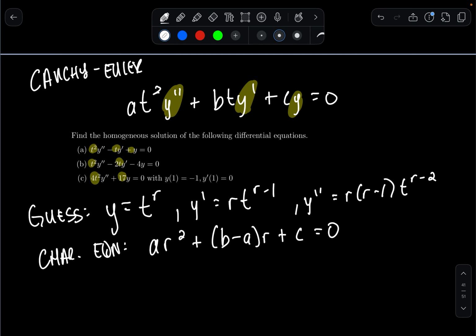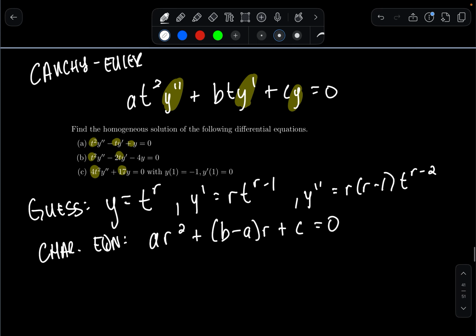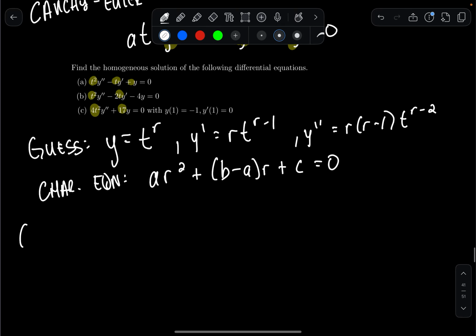So again, this is very similar to the constant coefficient case, but now we are dealing with what is called a Cauchy-Euler differential equation. We still have the three different cases that it can fall into, which is real and repeated roots, real and distinct roots, and complex conjugate roots. So let's dive in and see which each one of these problems gives us.